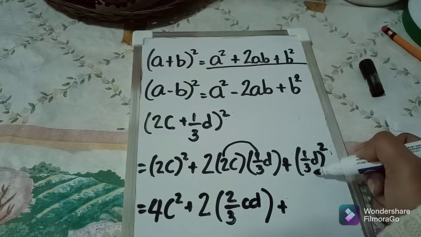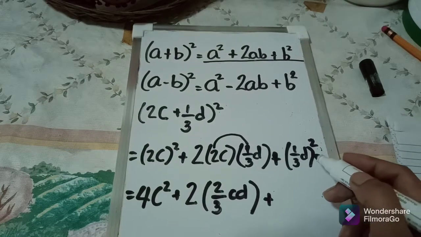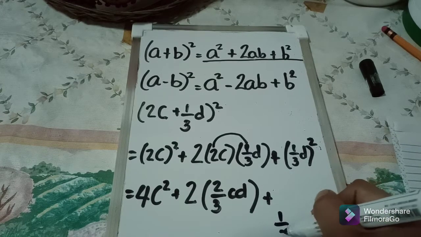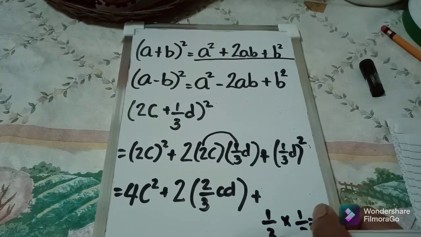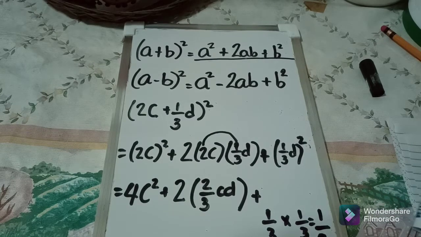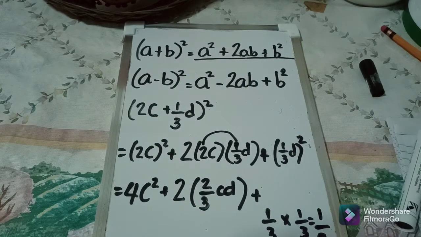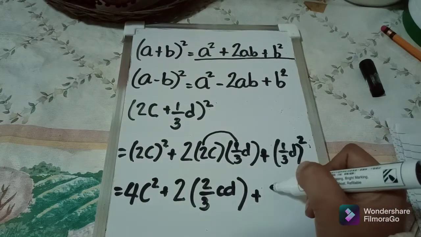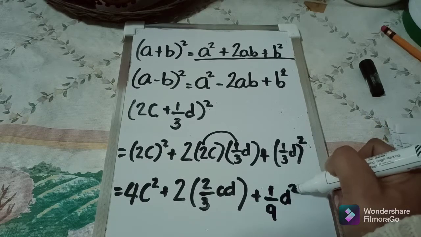Plus, 1/3 squared. Ano ang 1/3? Anong ibig sabihin ng 1/3 square? Diba sabi natin, it should multiply by itself. So, ang ibig sabihin yan, guys, is 1/3 times 1/3. Okay? So, that's 1. And then, 3 times 3, that is 9. Okay? So, ang sagot natin sa ang square ng 1/3 is 1/9. 1/9. Okay? So, 1/9 and then d square.